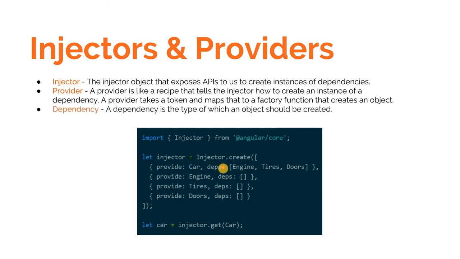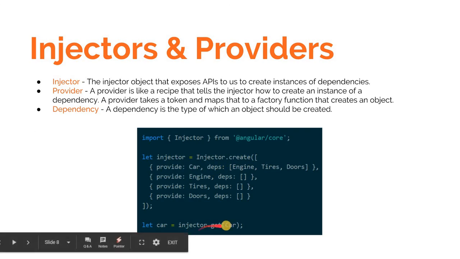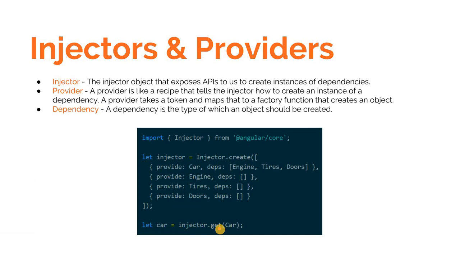Okay, and finally we get the dependency like this. Okay, so to this we specify the type of dependency that we want, and the dependency injection framework in Angular gives it to us. Okay, so this is what dependency injection is all about in Angular.